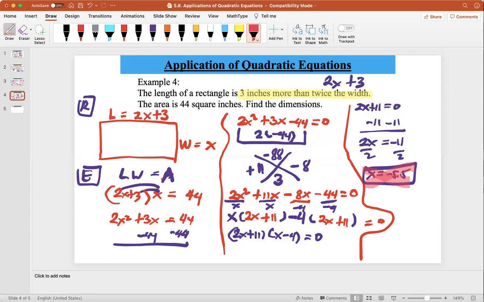So we need to solve for the other one. Which one is the other one? Your x minus 4 equals 0. So let's solve that. X minus 4 equals 0. Plus 4, your x is equal to 4. And that's positive, and therefore we can use that.